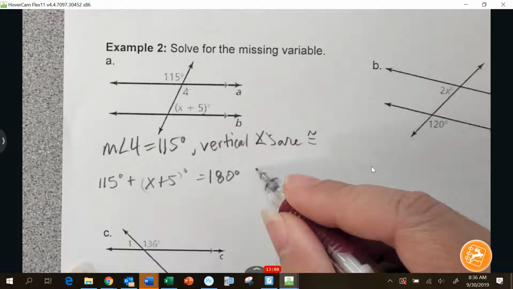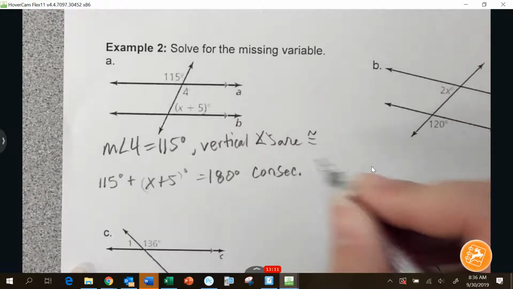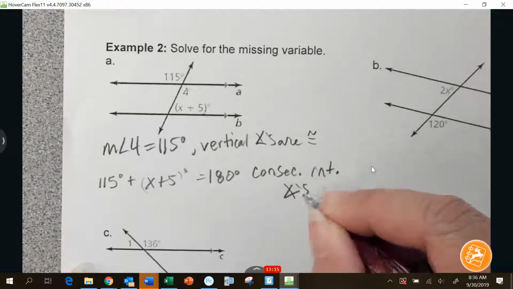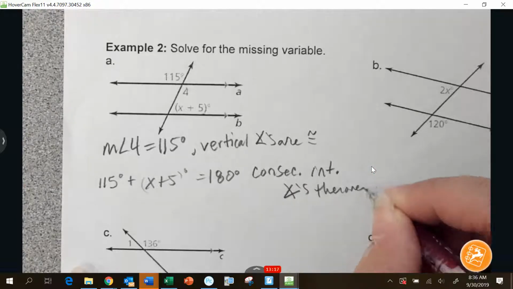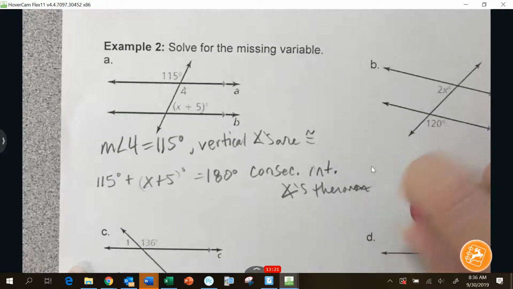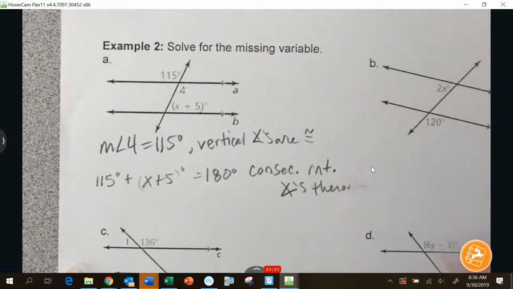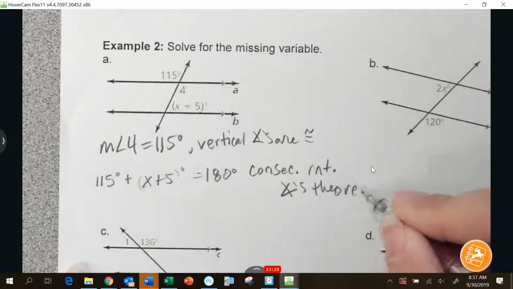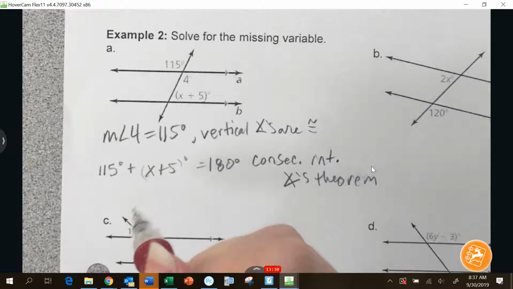That's the consecutive interior angles theorem. Theorem. That's how you spell theorem. I spelled it wrong. Theorem. Okay, so I'm just going to solve this equation.